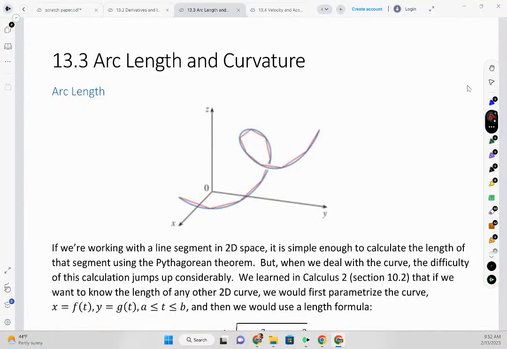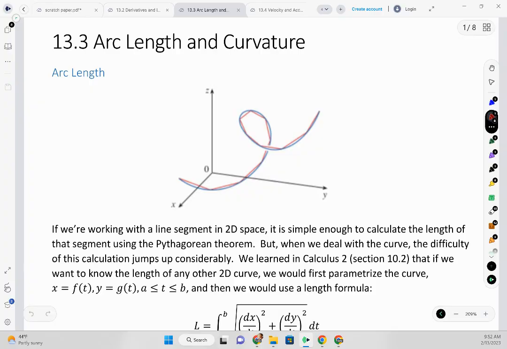Hello, today we're going to talk about 13.3, the arc length and curvature of a vector function. And so here I've got this curve drawn, and the curve is in blue and smooth. It's got a twist in it and everything. And the red line that's on here, you can see it's broken up and disconnected.